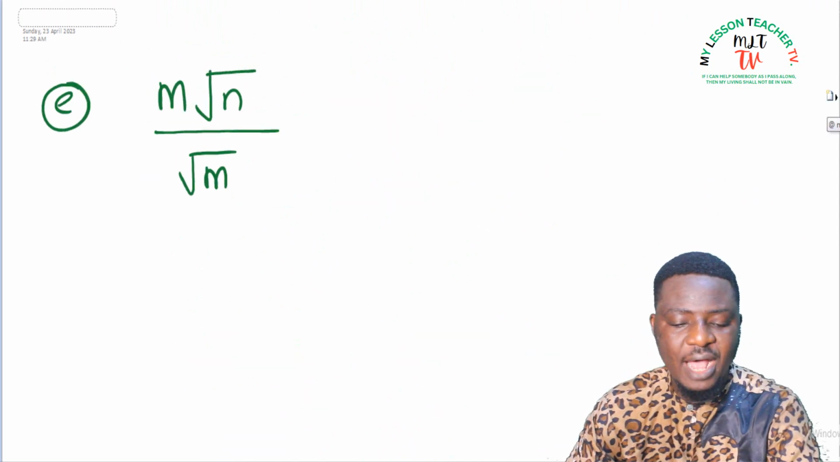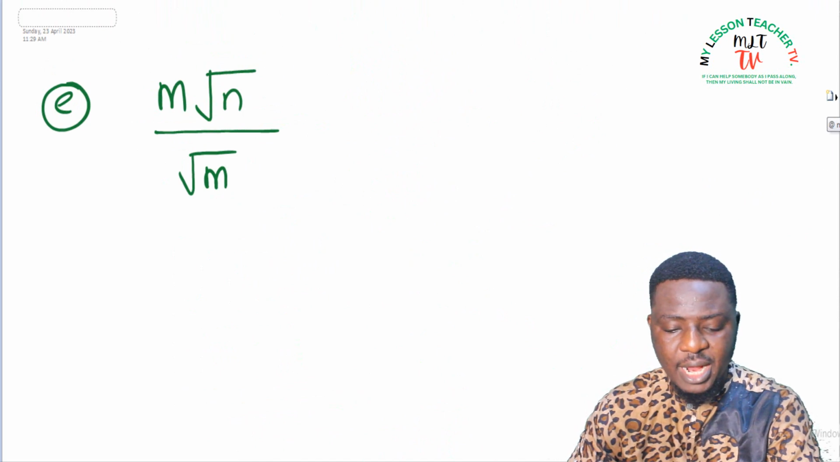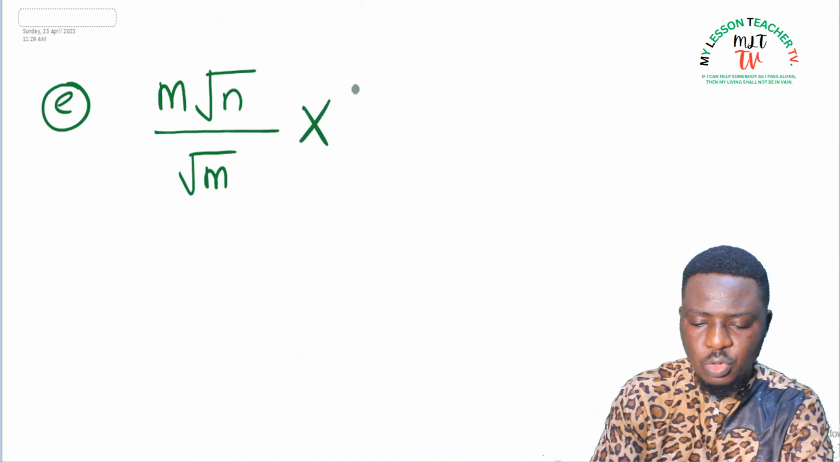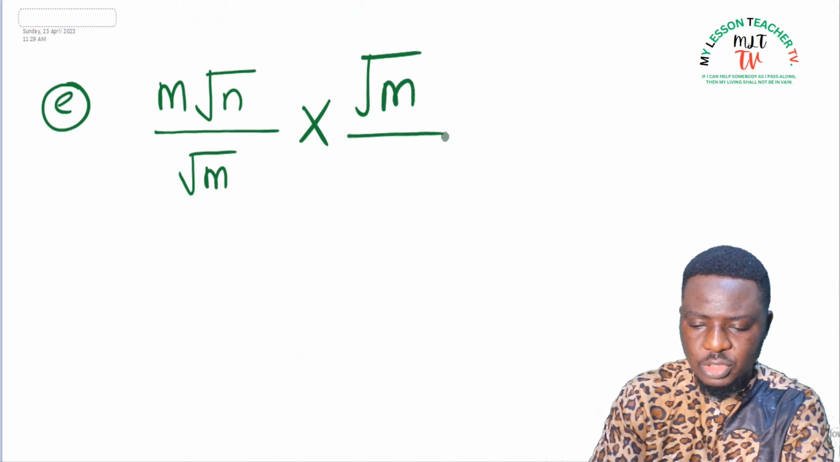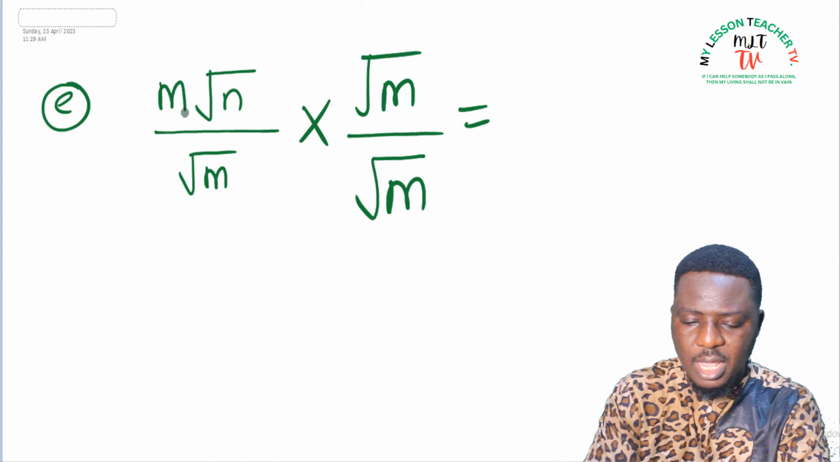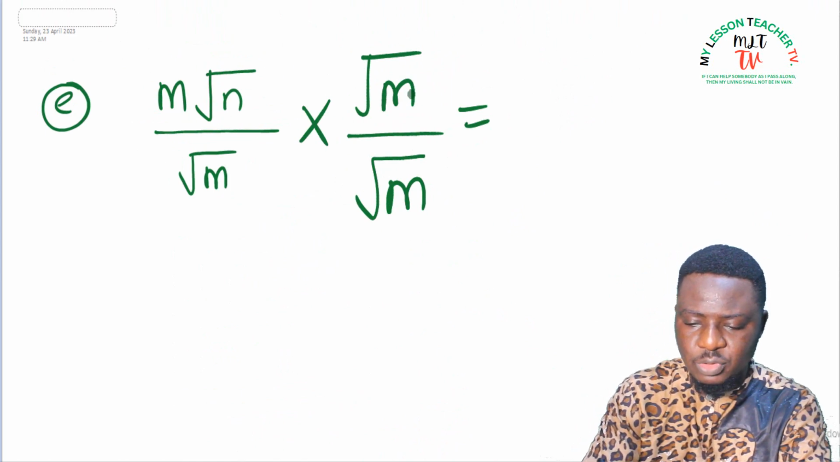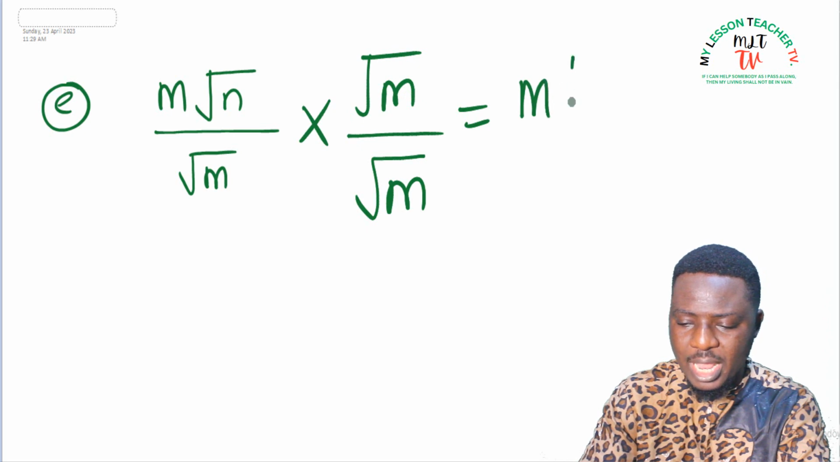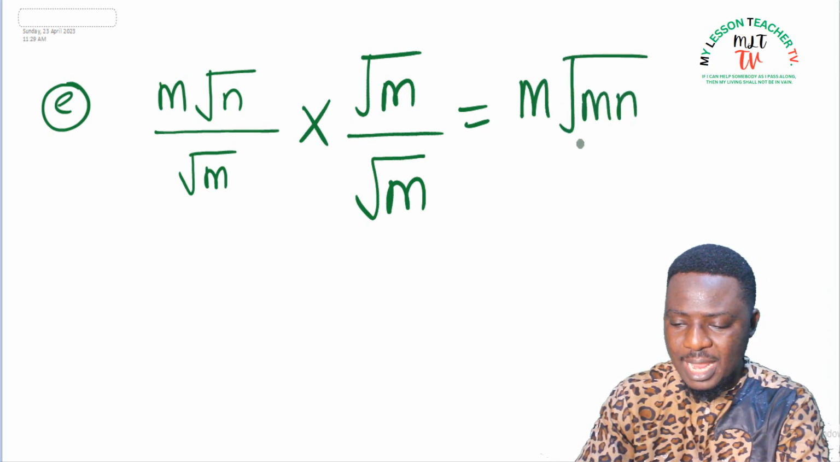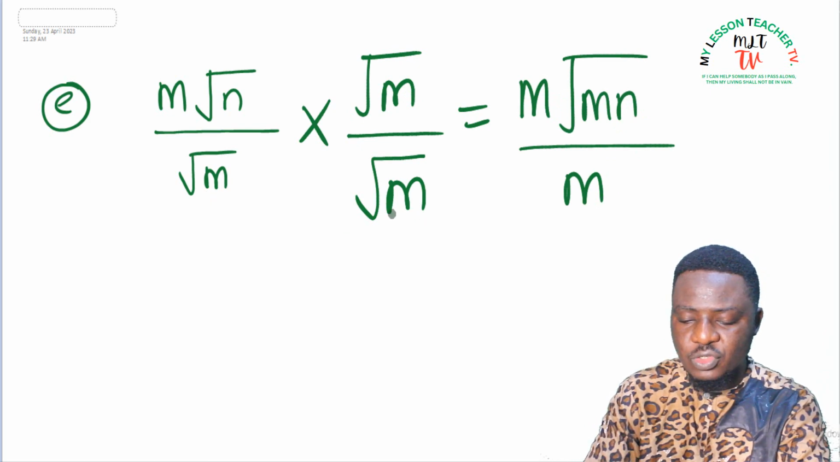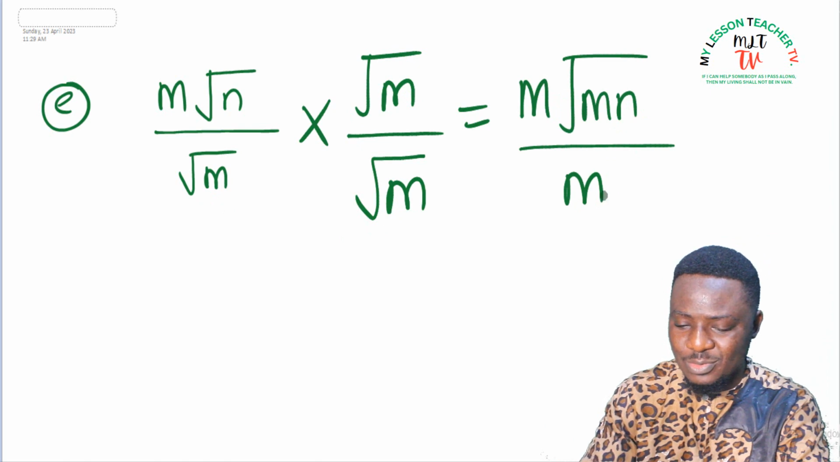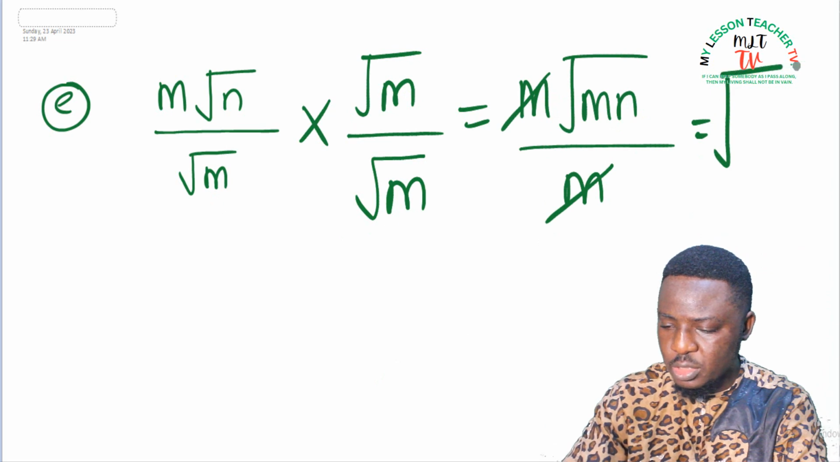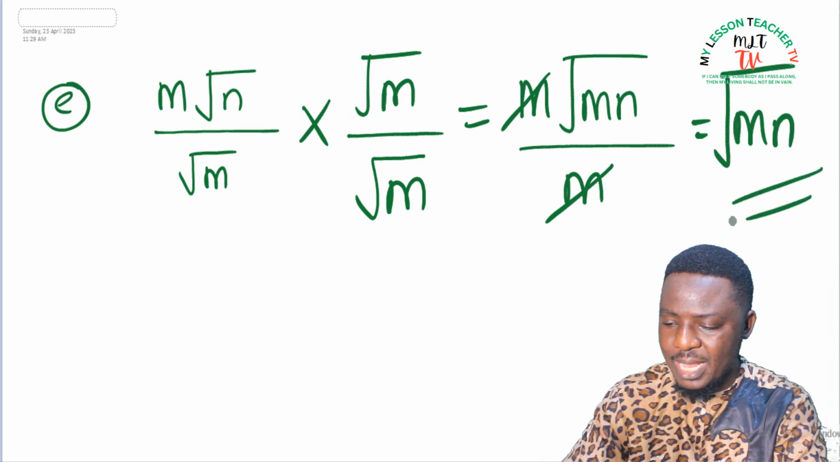Next question, we have m root n divided by root m. Also, you multiply by the denominator, which is root m, divided by root m, and this becomes m root n times root m, which is equal to m root mn divided by m. For the square of the square root is that number. So this is m, and m will simply cancel out itself, leaving you with root mn as your answer.